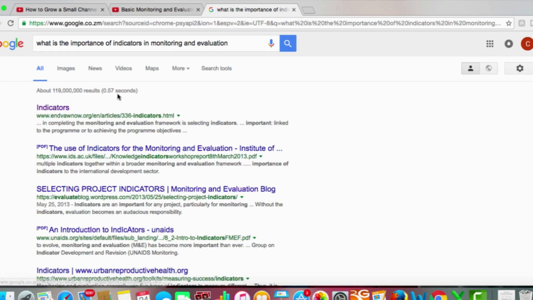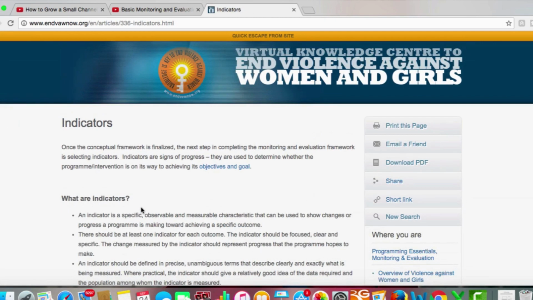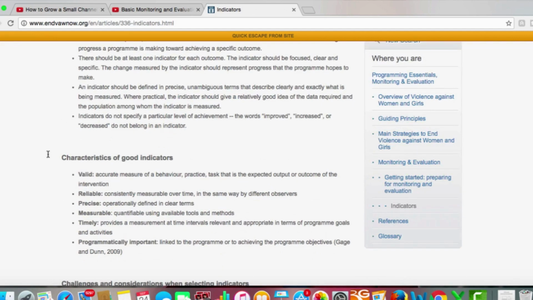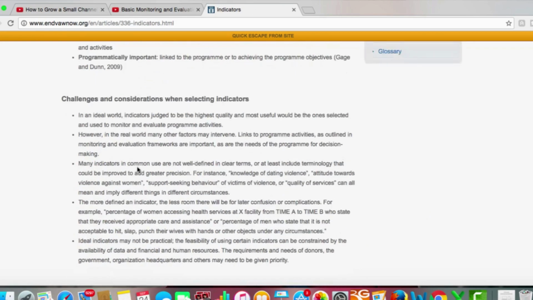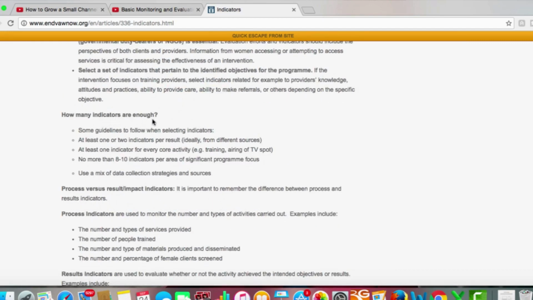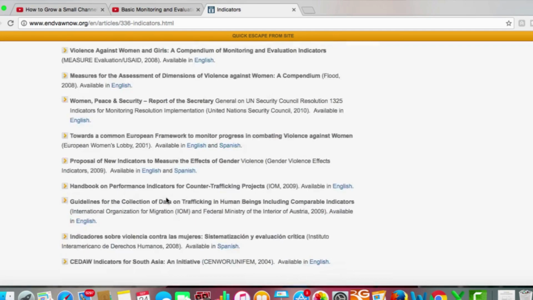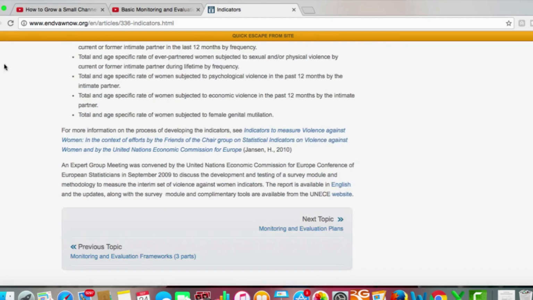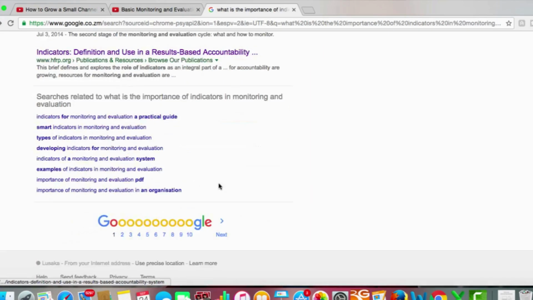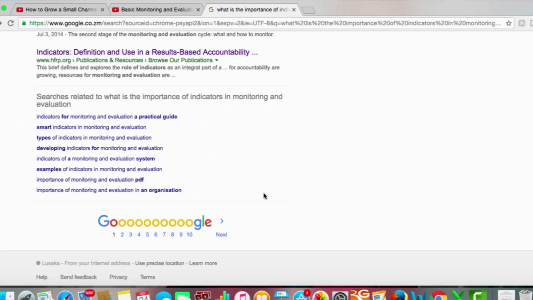Okay, so let's try and find out what the importance of indicators in monitoring and evaluation is. Let's see if there's something there. Okay, there's nothing there, it just gives us challenges, considerations, how are indicators, process versus whatever. Let's see. Okay, seems there's nothing on this page. Basically, I'll just look for something that's clearly set out.